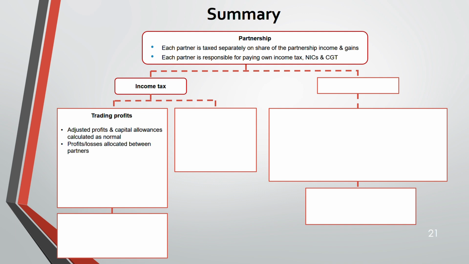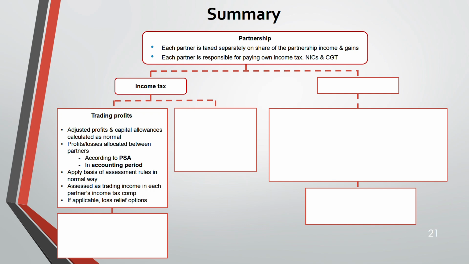Profit and losses are allocated between partners according to profit sharing ratio in an accounting period. Apply basis of assessment rule in the normal way. Assessed as trading income in each partner's income tax computation. What type of income is this? It is trading income, and income tax will be charged on it. If applicable, loss relief options are there.